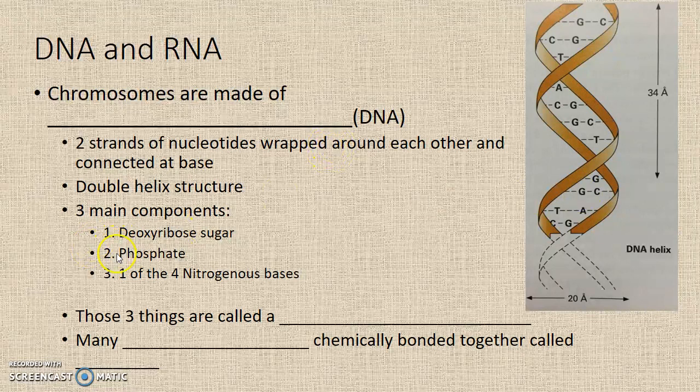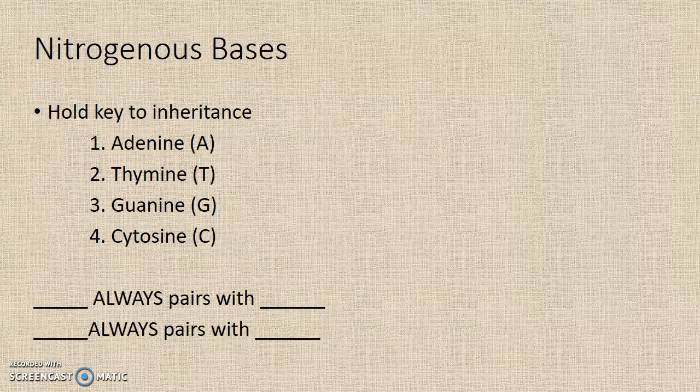These 3 things together make up what's called a nucleotide, so a nucleotide is this, fill in the blank here. Many nucleotides chemically bonded together are called a polymer. So that fills in those blanks.